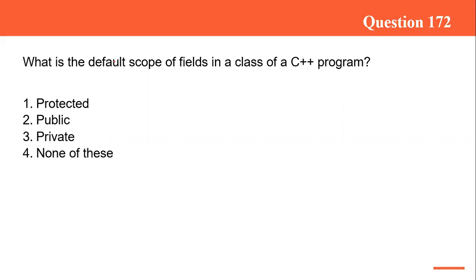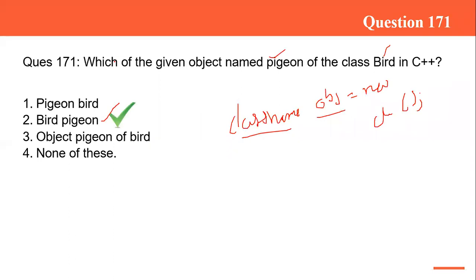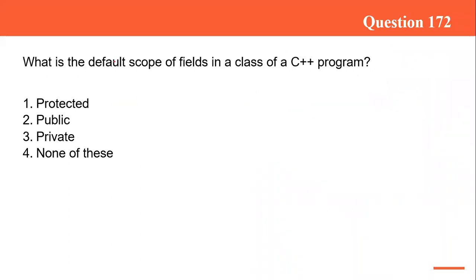171 answer was bird pigeon. Bird with capital B, space, pigeon with small p, because bird is the class name and pigeon is the object name. Okay, 171 you got it, I guess. 172 answer is private. Please try to remember this. We don't have anything called a default modifier. We only have private, public, protected. Only three we have. And I hope you know all these properties. Do you know them or not?